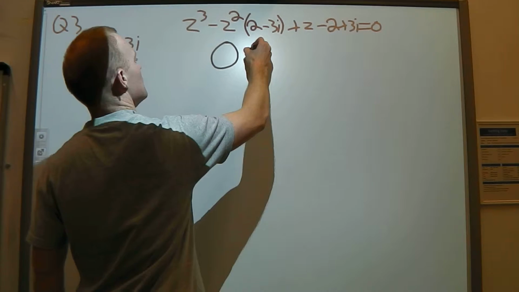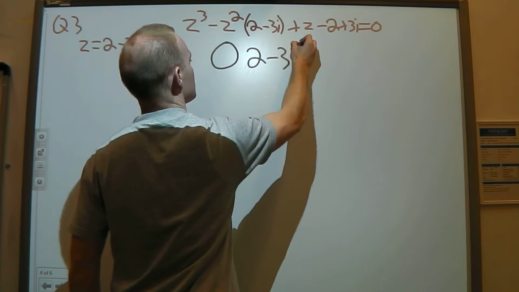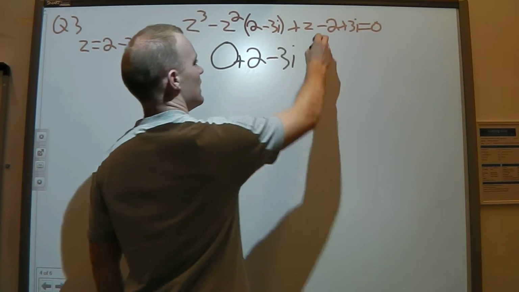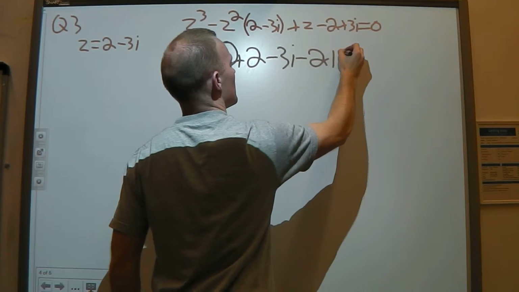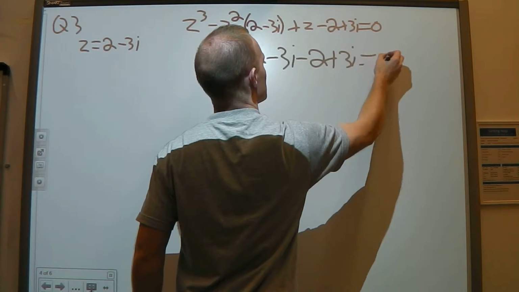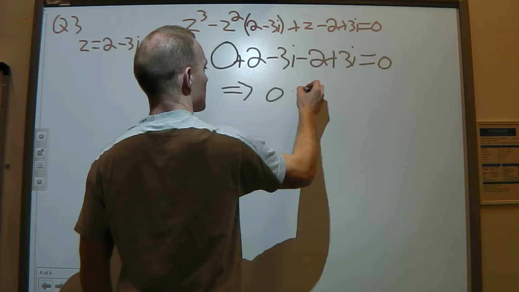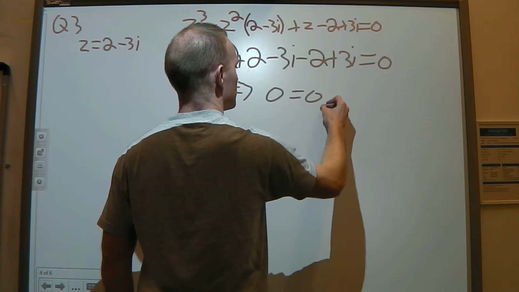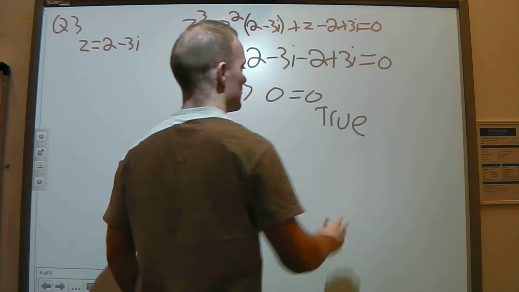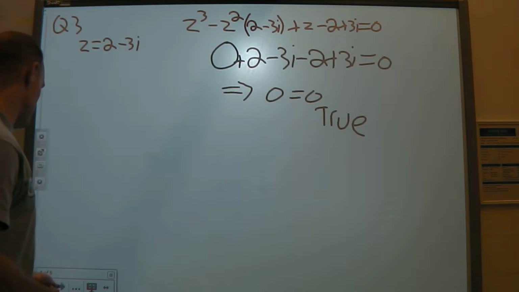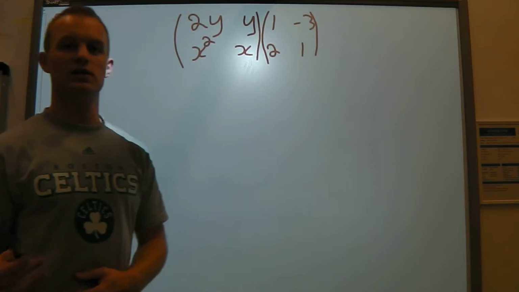So z is equal to 2 minus 3i, 2 plus 2 minus 3i, and then minus 2 plus 3i is equal to 0, and that implies that 0 is equal to 0. True. So that's that proof. Now on to part B, we're asked basically to multiply two matrices.